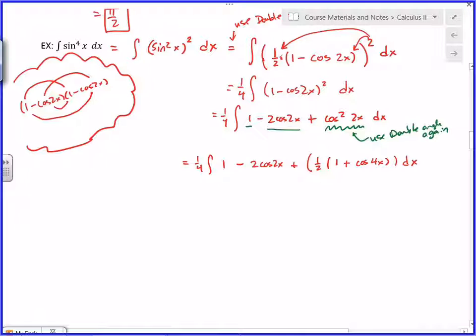So I don't have a square to worry about like I did up here on this one. What I do have is this 1/2 that I need to distribute. What made you put 4x right there? The formula for cosine squared of x was 1/2 times 1 plus cosine of 2x. So if you have cosine squared of 2x, then I've got to put a 2x inside here, which gives me 2 times 2, which is 4x.